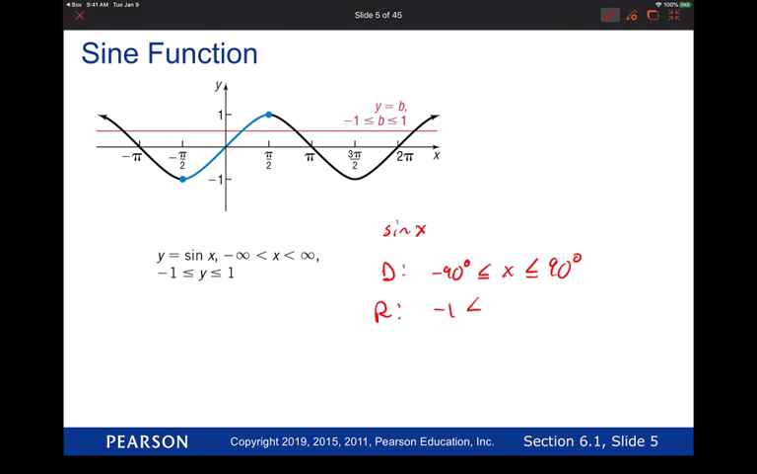Oh, I didn't want to do that, but that's okay. I can move it later. Okay, so that's for sine of x, right?